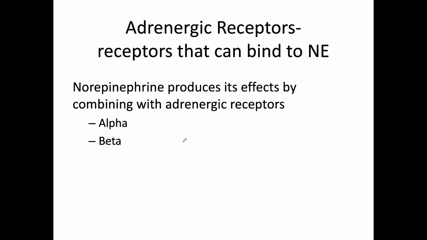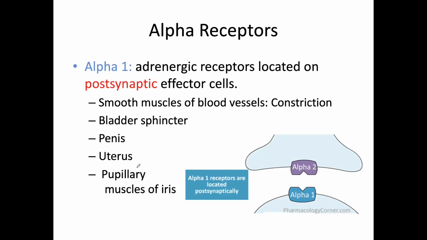So, tying this in to the receptors that we talked about, adrenergic receptors and cholinergic receptors. We're going to focus on the sympathetic nervous system, so we're going to focus on adrenergic receptors. Adrenergic receptors are the receptors that, when bound by norepinephrine or epinephrine, will cause the sympathetic nervous system responses in different organ systems. Norepinephrine binds to two types of adrenergic receptors, alpha and beta. There are two types of alpha receptors and two types of beta receptors.